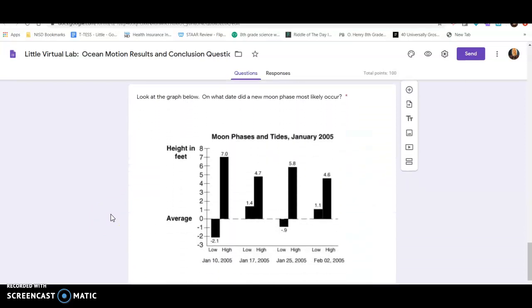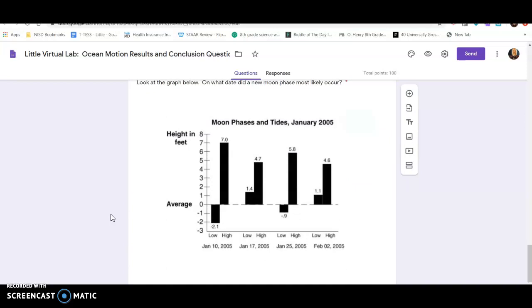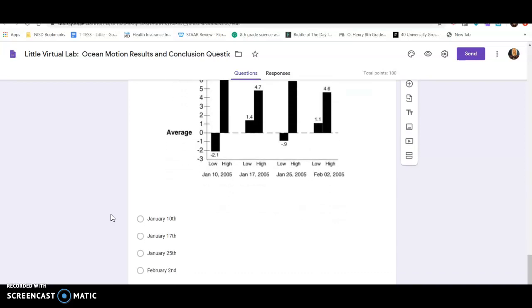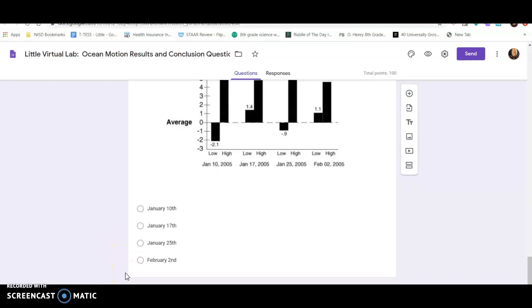Okay, we're going to use the same graph. On what date did a new moon phase most likely occur? Remember what type of tides we get during a new moon phase. Okay, again, study the graph and answer the question. When is the most likely date that I got a new moon phase? Would it be on January 10th, January 17th, January 25th, or February 2nd?